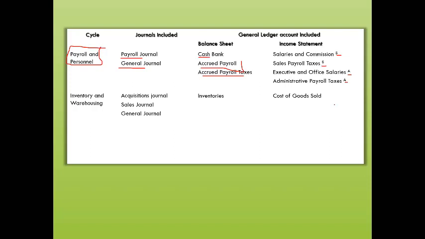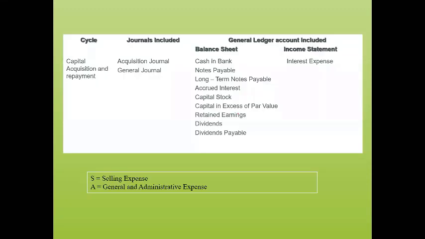Then we have the cycle of inventory and warehousing, which is acquisition journal, sales journal, and general journal. Of course, inventory and warehousing: acquisition because we are purchasing, and sales because we are selling, and general journal to do all the adjustments needed for those two accounts. And mainly we are going to address the balance sheet inventory, and the cost of goods sold under the income statement. Right. Capital acquisition and repayment.